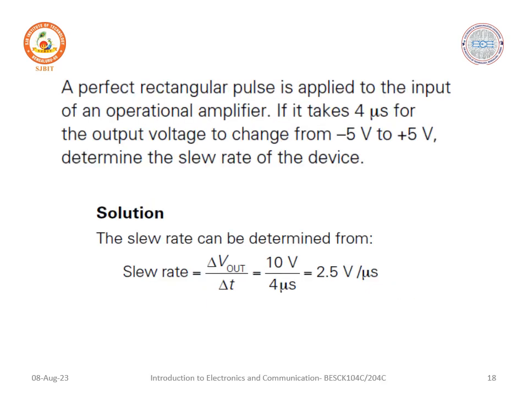This is another example. A perfect rectangular pulse is applied to the input of an operational amplifier. It takes 4 microseconds for the output voltage to change from minus 5 volts to plus 5 volts. Determine the slew rate. Slew rate is the rate of change of V out with time, delta V out by delta T. Delta V out is the change from minus 5 volts to plus 5 volts, so we consider 10 volts in total. Time is 4 microseconds, so the slew rate is 2.5 volts per microsecond.